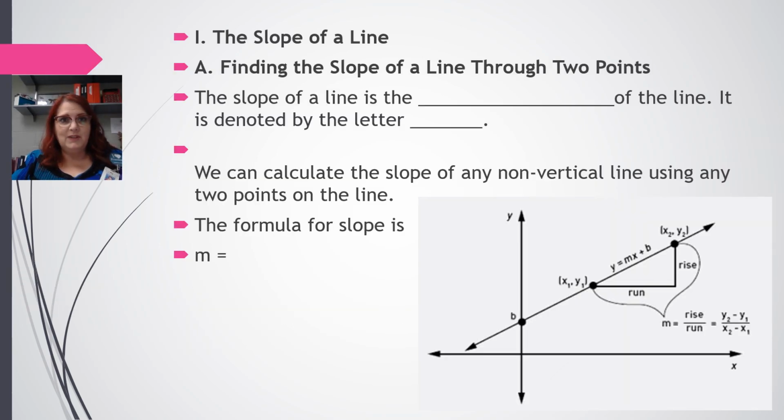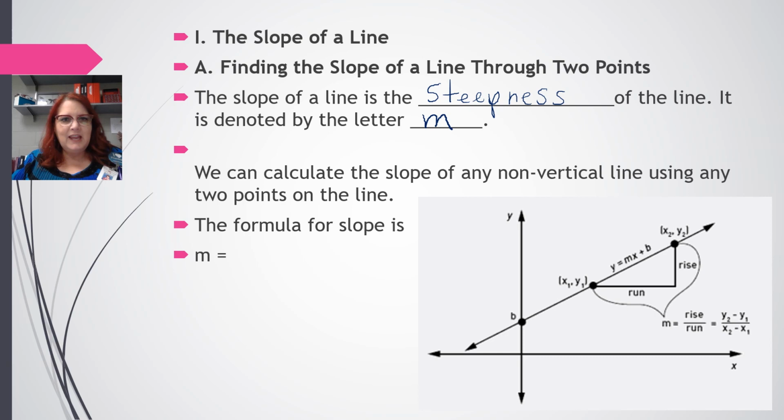So the first thing we're going to look at is the slope of the line. We're going to find the slope through 2 points. Now let's just first define what the slope of the line is. Remember, the slope of the line is going to be the steepness that the line has. And we're going to denote that by using the letter M. I know it doesn't seem very common sense to use M, but that's what we do. So we're going to do that too.